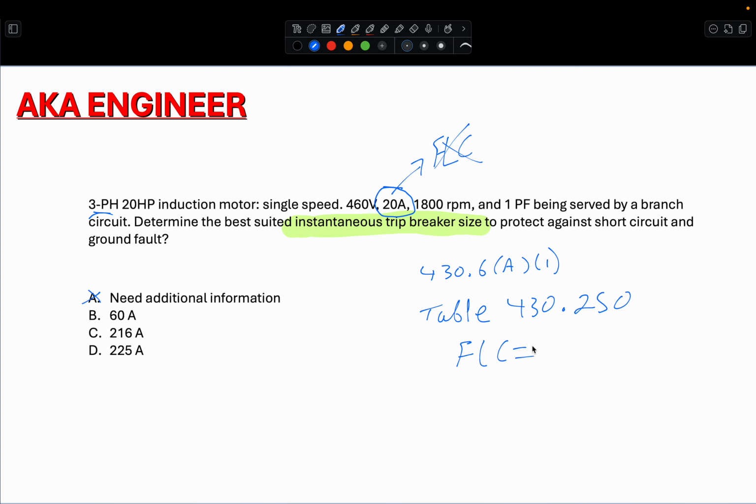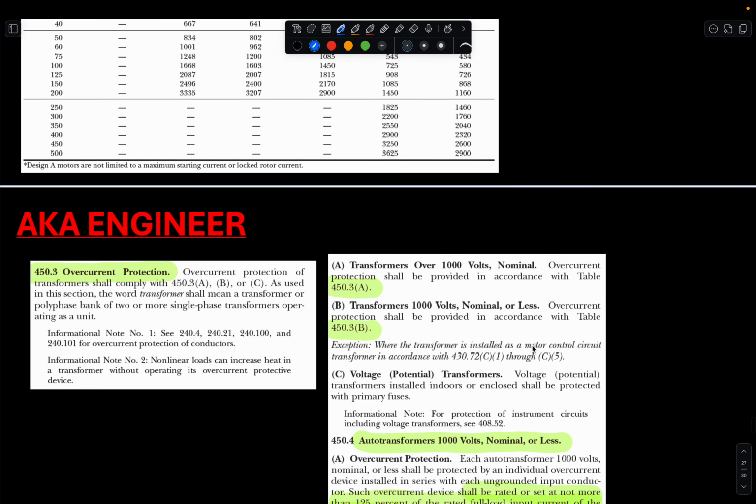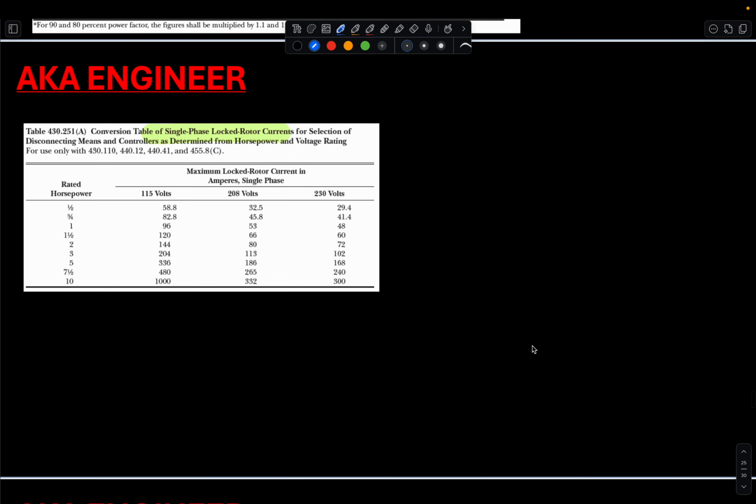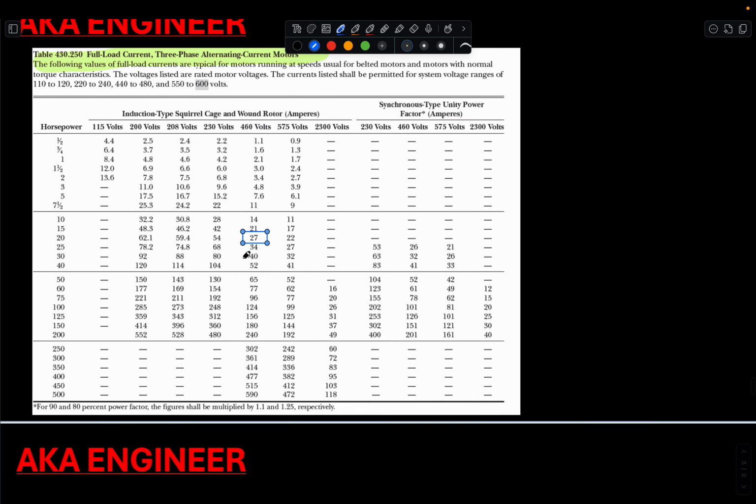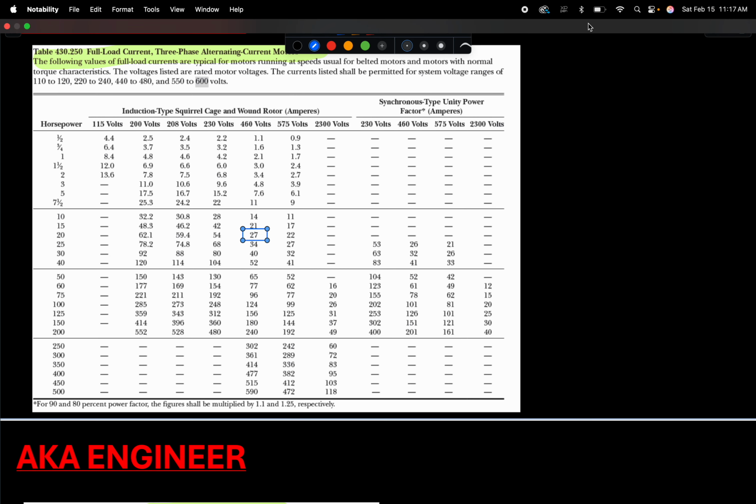So if we take a look at that table, I think I have it on here. So let's take a look. So here are your induction type motors. And I think the question was rated at 20 horsepower, and the voltage that was connected was 460. So if you take a look at 460 here, go down the list, and at 20 horsepower, your rated current is 27. So 27 amps is your full load current.